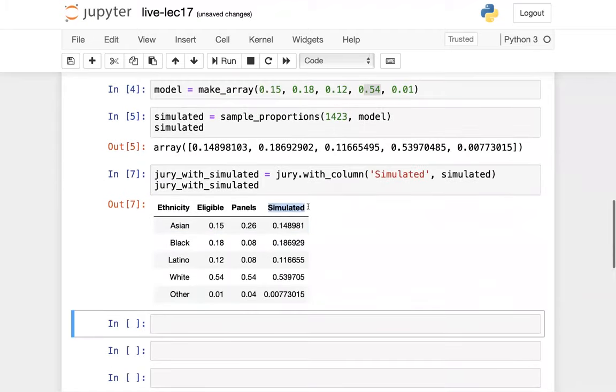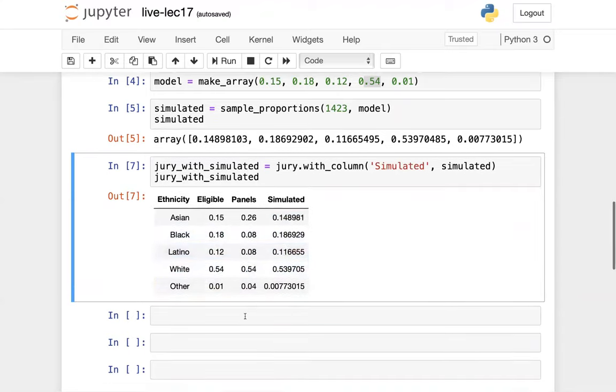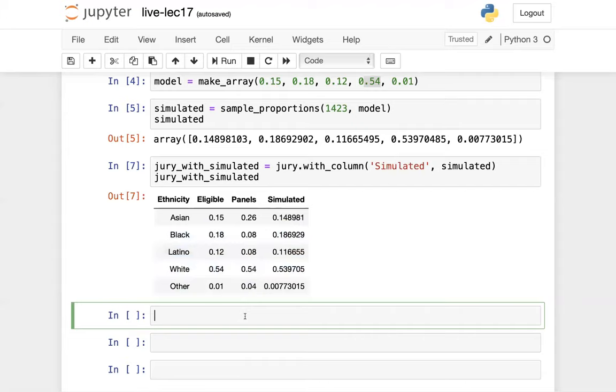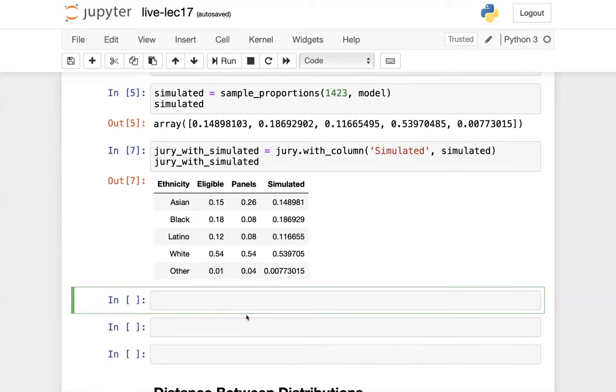So now we've added a new column here called simulated. You can see we have our eligible distribution of ethnicity. We have the actual distribution on the panels, 1,423 people. And then we've simulated another 1,423 people from the model and looked at what results we have there. We're not doing the full-blown simulation right now where we do like 1,000 simulations. We're just doing one example. I just want to show you what happens when you simulate one time. So we'll get to that.